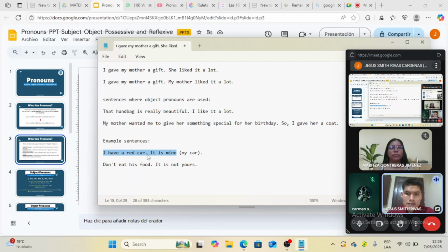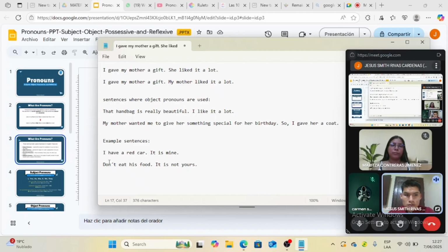Pero, ¿qué pasaría si utilizaría el siguiente ejemplo? Aquí diría, tengo un carro rojo, es mi carro. No suena tan natural o tan fluido. Por ende, utilizo mine. It is mine. Se traduciría como, tengo un carro rojo, es mío. Entonces, suena mucho mejor decirlo de esta forma, en inglés.